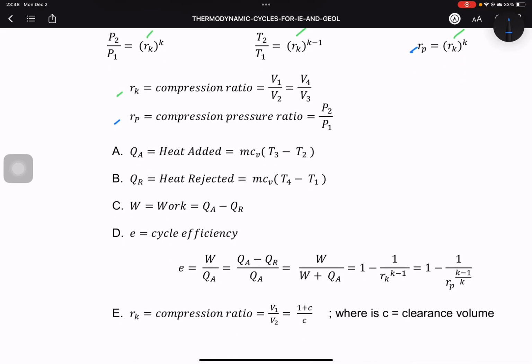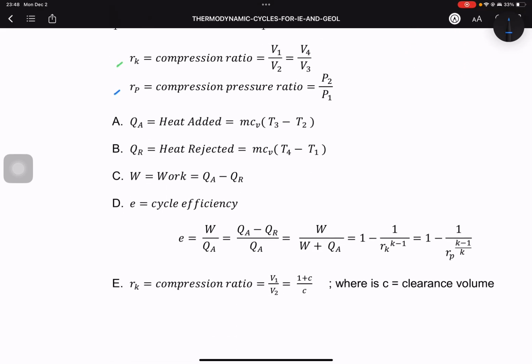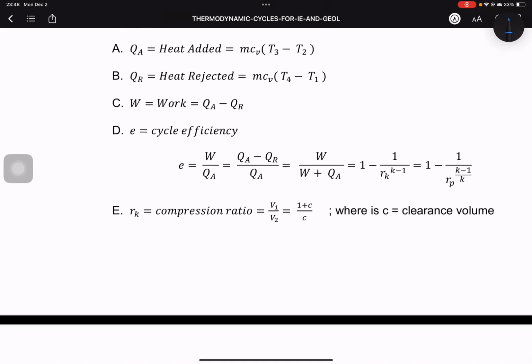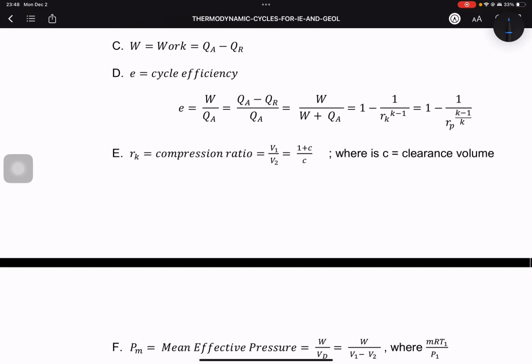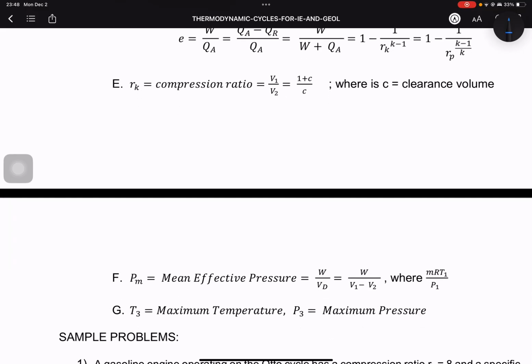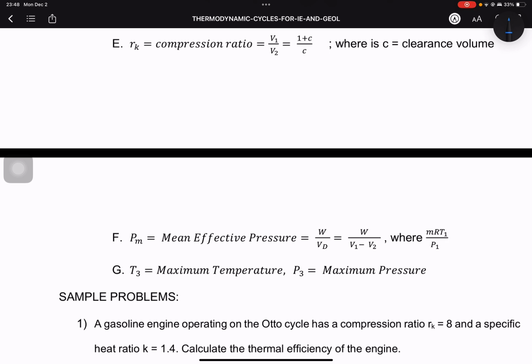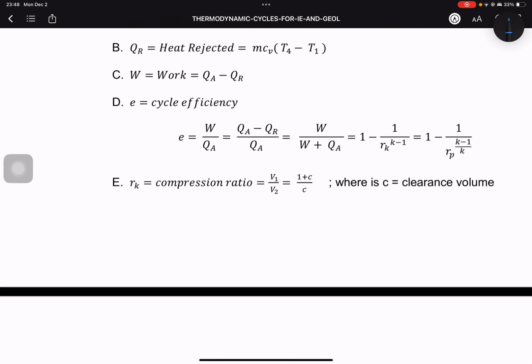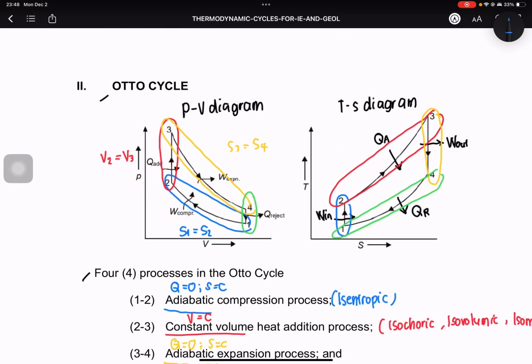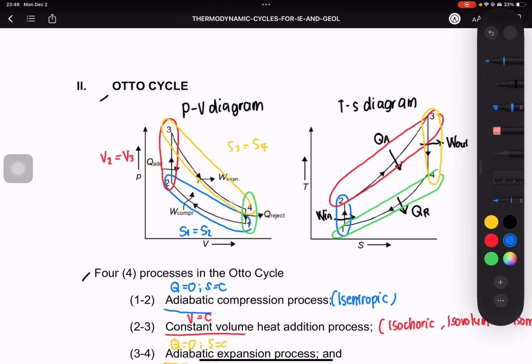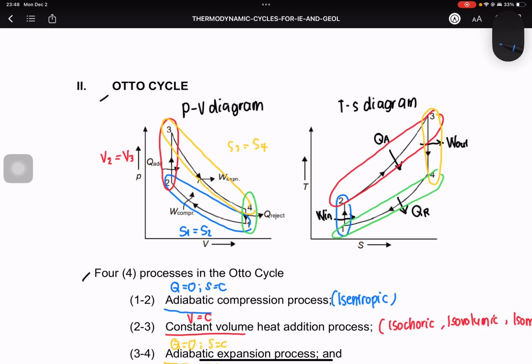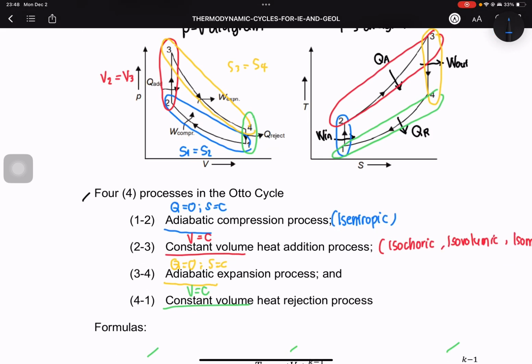Okay, so we also have heat added, heat rejected for work, cycle efficiency, and then compression ratio. Okay, and then we have your mean effective pressure and the maximum temperature. Okay, in this case po, ang ating pong maximum temperature, which is very obvious, okay, is the T3 po. Okay, T3 is the highest maximum, Tmax. Okay, while the lowest po is T1.